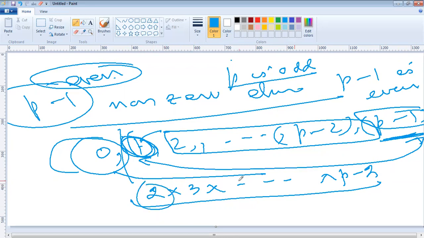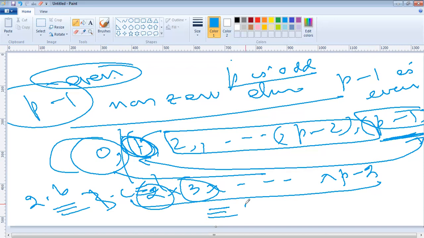2 will make a pair with some other element, suppose B, such that 2 into B is equal to 1. Again 3 will make a pair with some element, suppose C, such that 3 into C is congruent to 1. So every time we will be having pairs, and all these pairs are going to generate the identity element. So this will look like 1 into 1 into 1 into 1 modulo P, because all these pairs are going to give us the identity element of ZP.